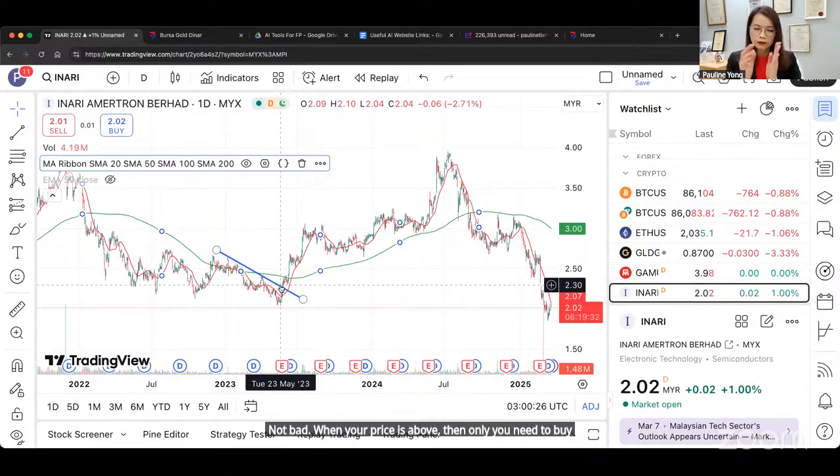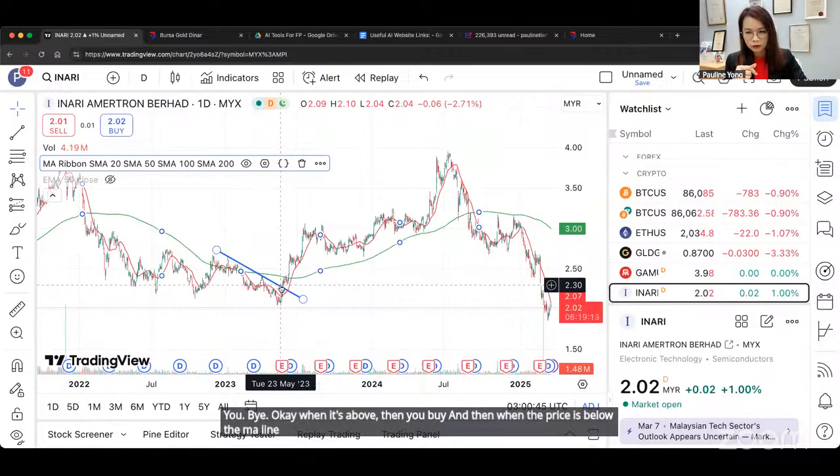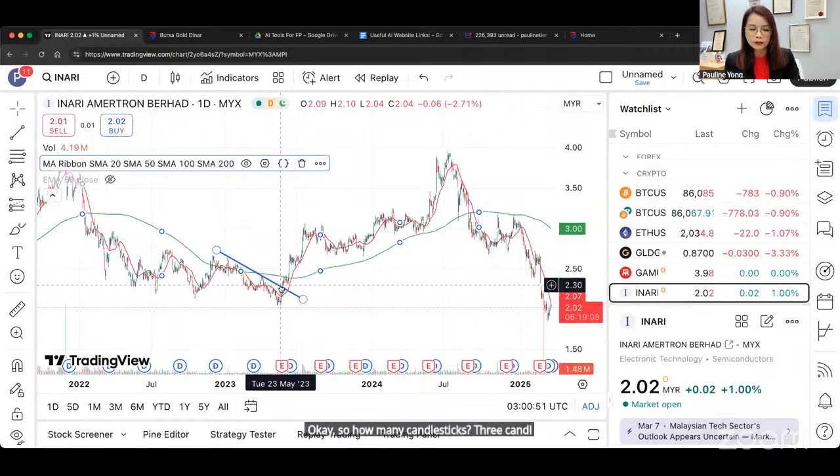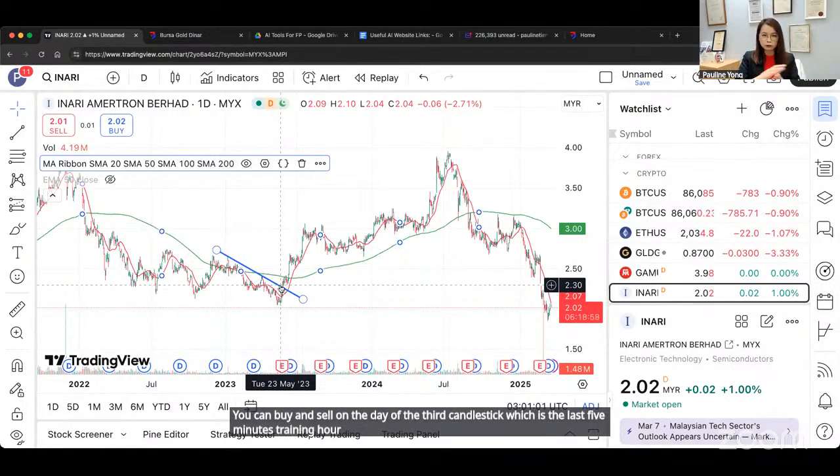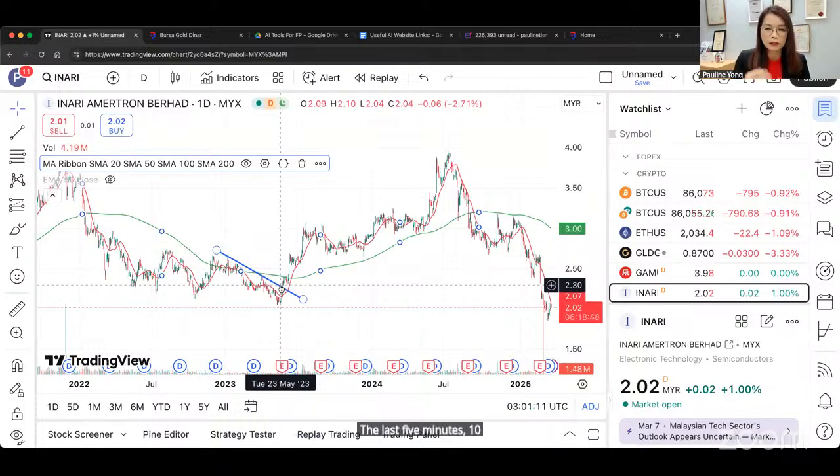Okay, I repeat. The buy and sell criteria is that when the price is above the MA line, you buy. Okay, when it's above, then you buy. And when the price is below the MA line, cut below, you sell. Okay, so how many candlesticks? 3 candlesticks. You can buy and sell on the day of the third candlestick, which is in the last 5 minutes of the trading hour, also can. Because you know for sure it is forming like this already, so you don't want to wait until tomorrow to go in. So at the end of the day, in the last 5, 10, or 15 minutes, you can get in the position.